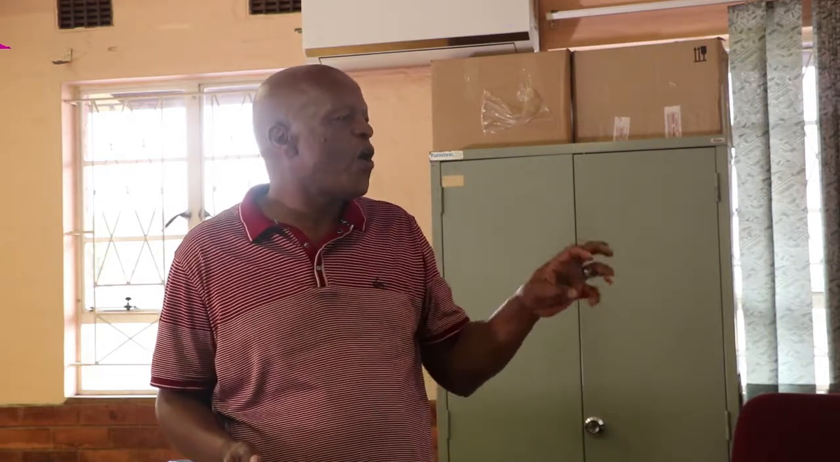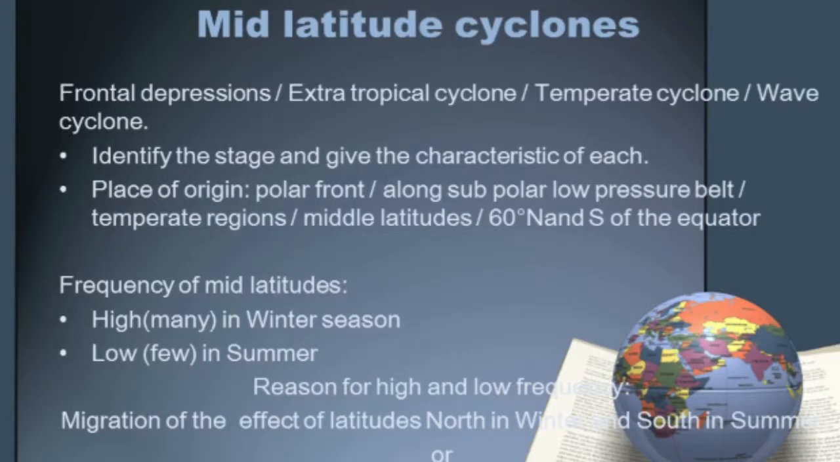And then the frequency of mid-latitudes. Why do we have many mid-latitude cyclones during the winter season? And why do we have few mid-latitude cyclones during the summer season? Okay, the answer, the reason is that there is high frequency or many mid-latitude cyclones during the winter season because of the shift of the effect of the doldrums and other latitudes.